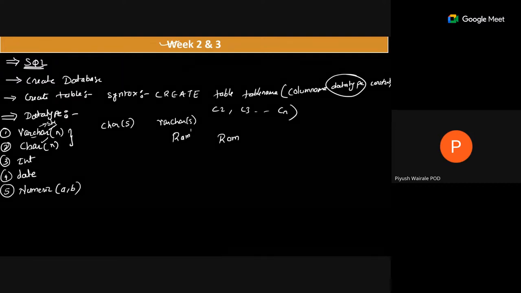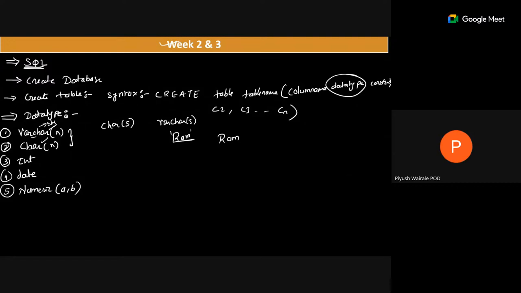RAM. Okay. So it will take 3 characters only, up to a length of 3 characters. But when we use the char data type, what it will do? It will take RAM as an input, but for the rest of the characters, it will fill with empty spaces. So here you can see one empty space, two empty spaces. After that, the comma will come.